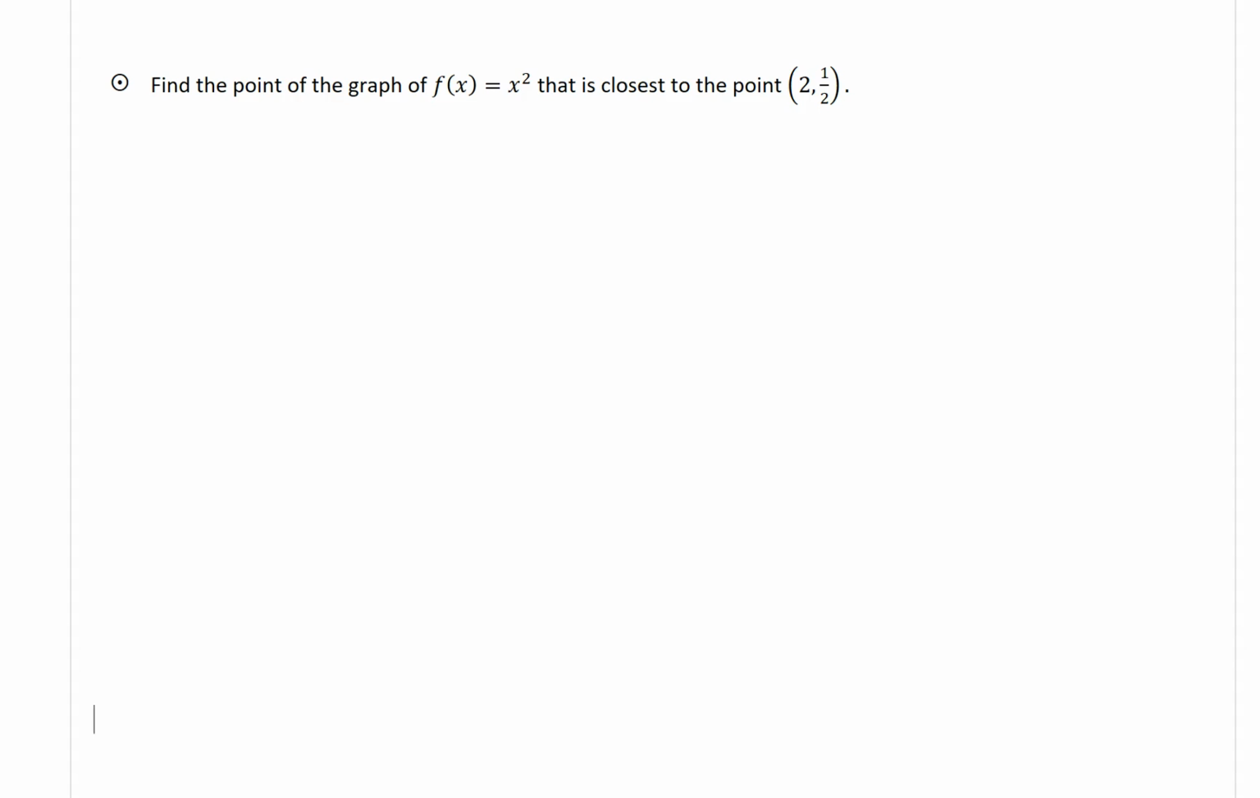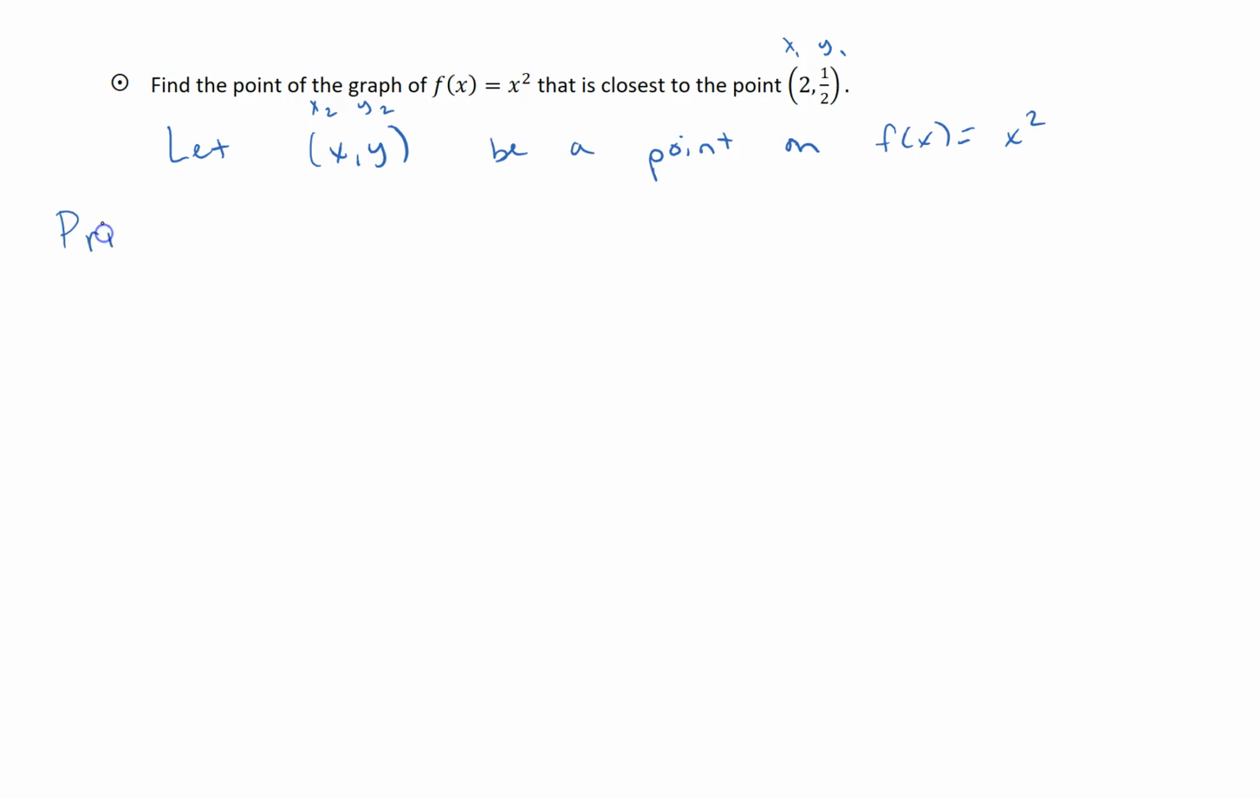Now in this example, we want to find the point on the graph of f of x equals x squared that is closest to the point (2, 1/2). So when we're talking about closest, we're talking about distance. So I'm going to let this be x1, y1, and I'm going to let (x, y), which we'll call x2, y2, be a point on the graph of f of x equals x squared. Okay? So my primary goal here is that I want to minimize the distance.